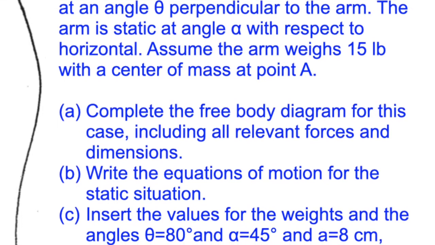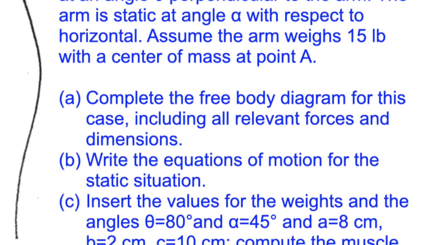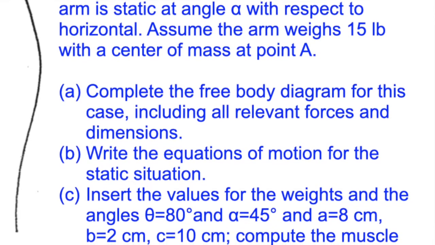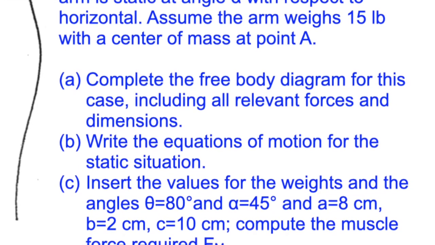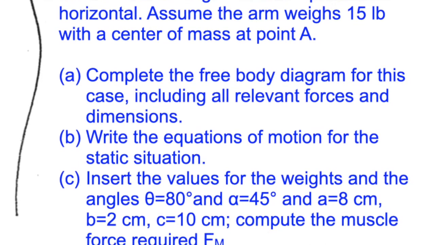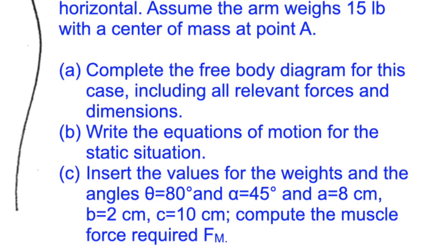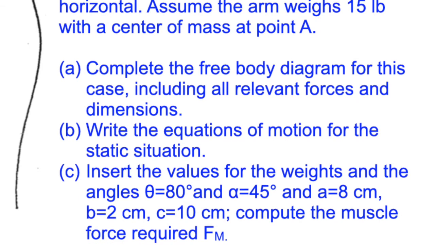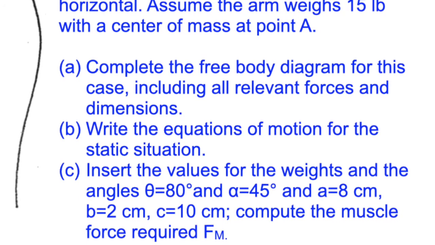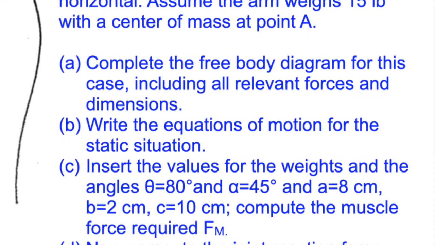Then write down the equations of motion for that static situation, and again using the symbols. And then finally, once you have the equations manipulated in some useful way, plug in the numbers and actually solve this usually straightforward equation for the force involved, which we're calling in this case Fm, and that will be the force M exerted by the muscle. So Fm stands for the muscle force that will be exerted at point B in order to keep that static situation, because you can easily picture without that muscle the arm would just fall down.